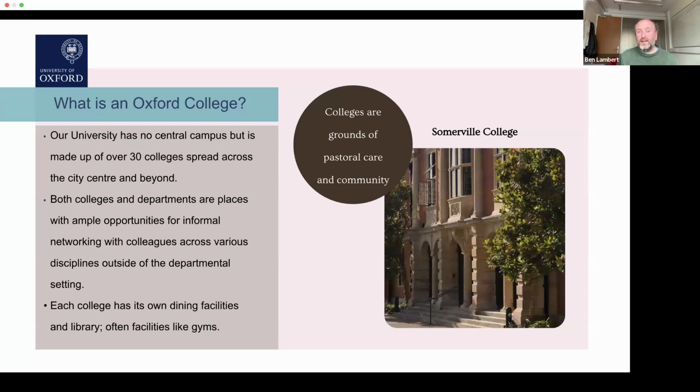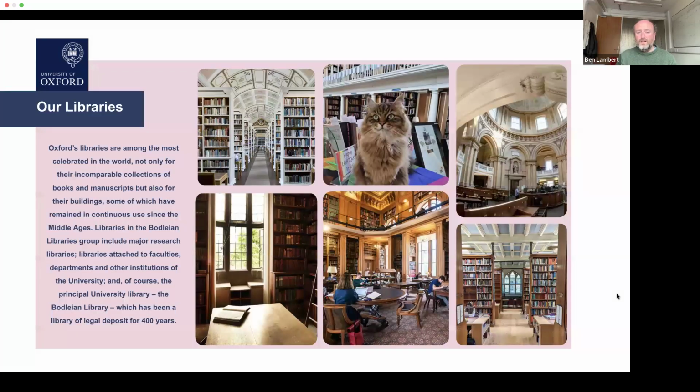It also has other facilities, including, for example, gyms. And generally, colleges are grounds of pastoral care and community. And just on the right here, I'm showing an image from one of the colleges, which is part of this scheme, which is Somerville College. Being a member of the University of Oxford also entitles you to use our numerous libraries. As I said, most colleges typically have a library, but there are a host of central university libraries to which you all will be free to go and work in. And I've included just some images of them here.